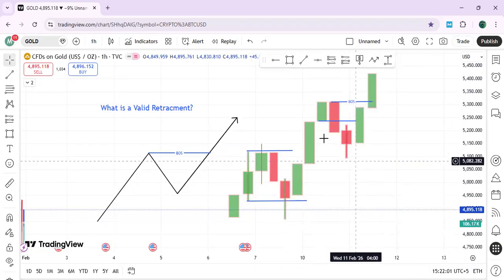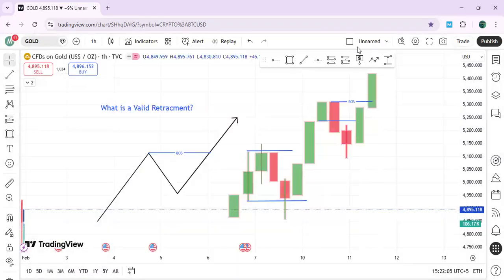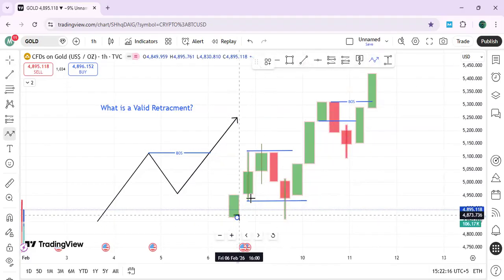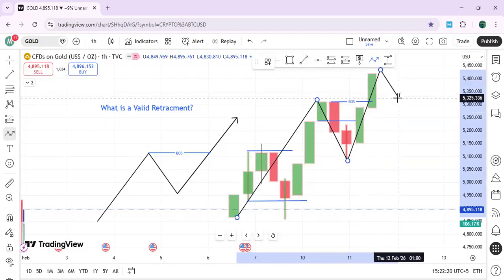So always remember, the market should break the independent lowest point of the candle. If the market gives a breakout to the lowest point of the independent candle, then we will say it's a valid retracement. Now the market moves in that way. Just see, this one is a valid retracement. Understand?